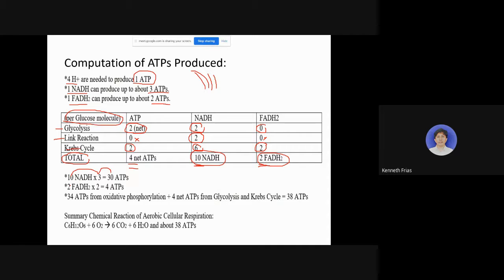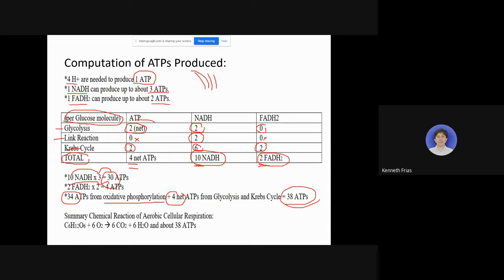Then, since there are 2 FADH2 molecules produced in the first three stages, in the electron transport chain, this 2 FADH2 multiplied by 2 is 4. So 30 plus 4, there are about 34 ATPs produced from oxidative phosphorylation, or in the electron transport chain. Plus you add the 4 net ATPs that are produced in the previous stages, glycolysis and the Krebs cycle, for a total of a maximum of about 38 ATPs produced in the overall process of cellular respiration, specifically aerobic cellular respiration.